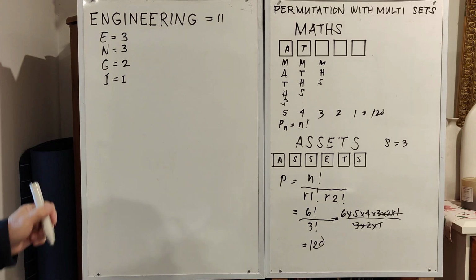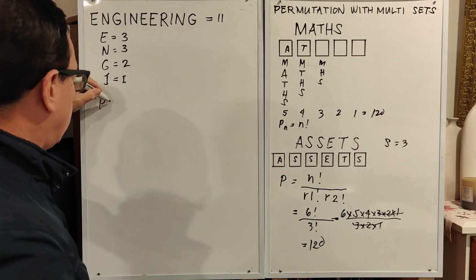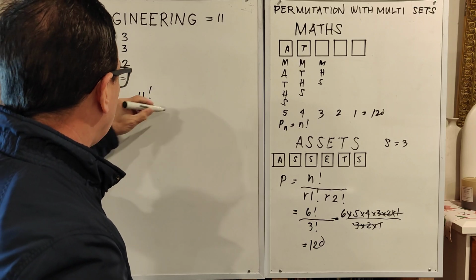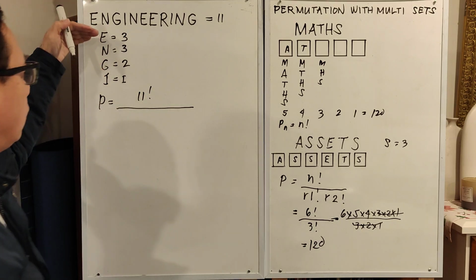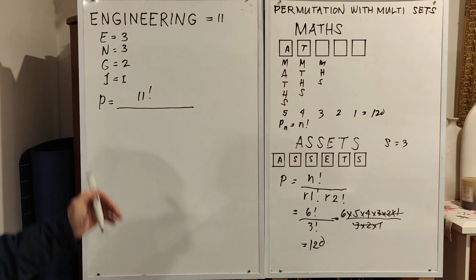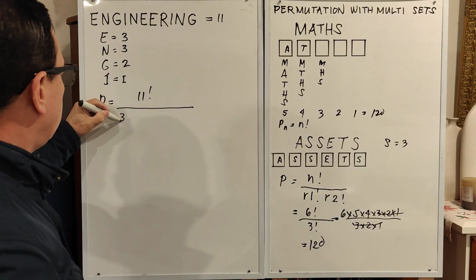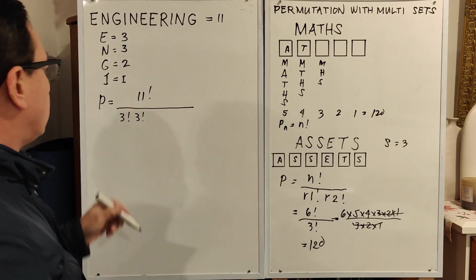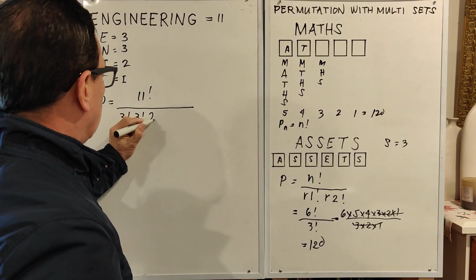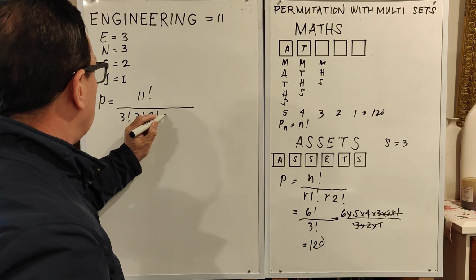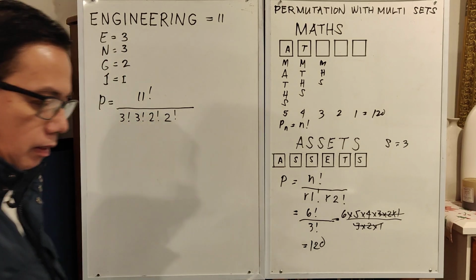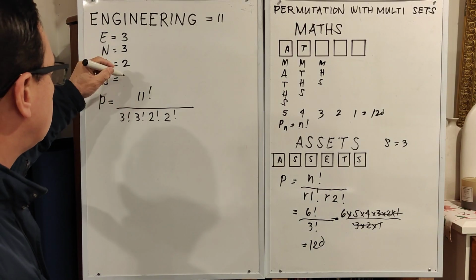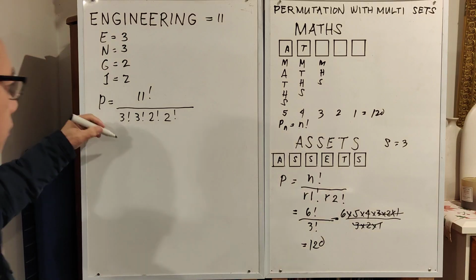So to compute the number of arrangements, we have 11 letters, so 11 factorial. Now all of this we have to put in the denominator. So 3 factorial for the first one, and then another 3 factorial for the second one, 2 factorial for the third one, and then 2 factorial for the last one.